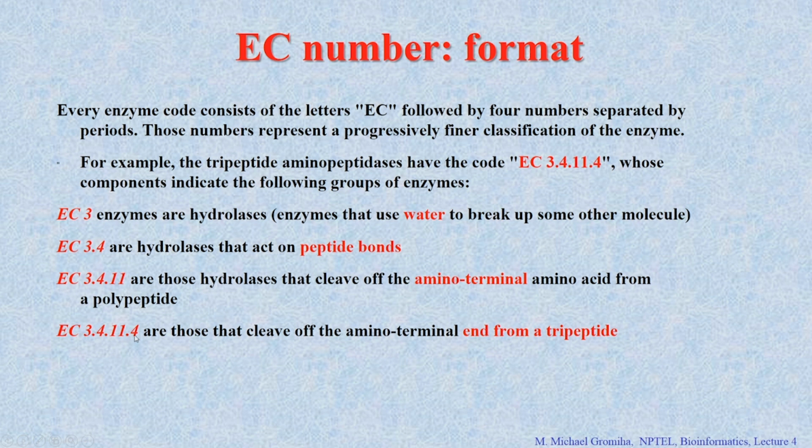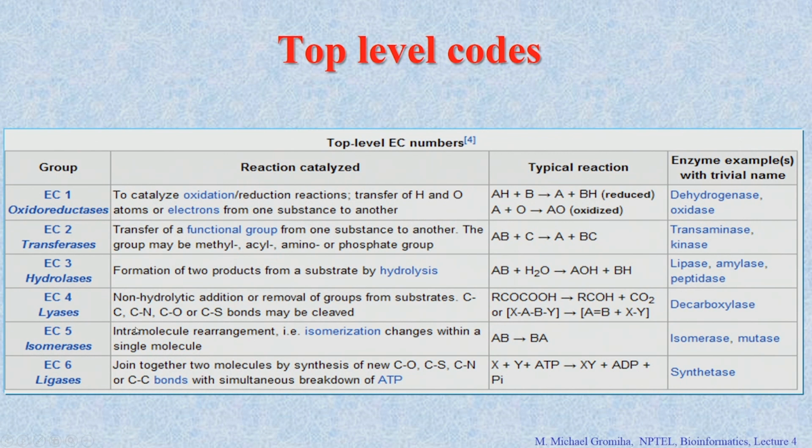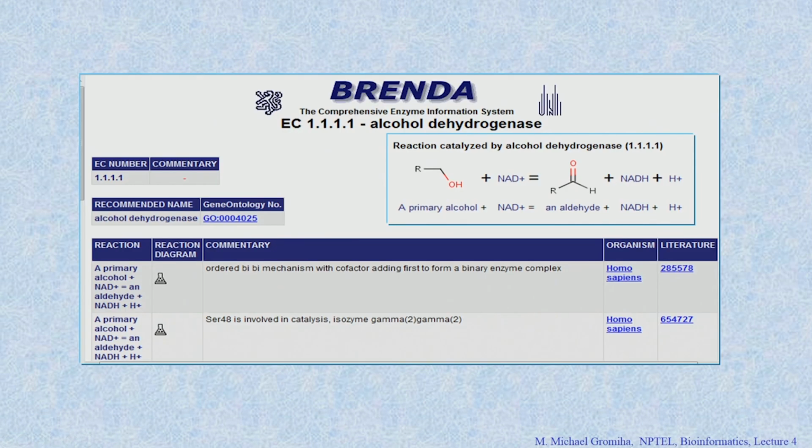And the last classification here, 3.4.11.4: these are hydrolases acting on peptide bonds at the N-terminal, the amino terminal end of this tripeptide. So, we give this number, and then you can easily see the type of this specific enzyme. Now you can access the BRENDA database, and for example, I give information regarding EC 1.1.1.1, alcohol dehydrogenase.